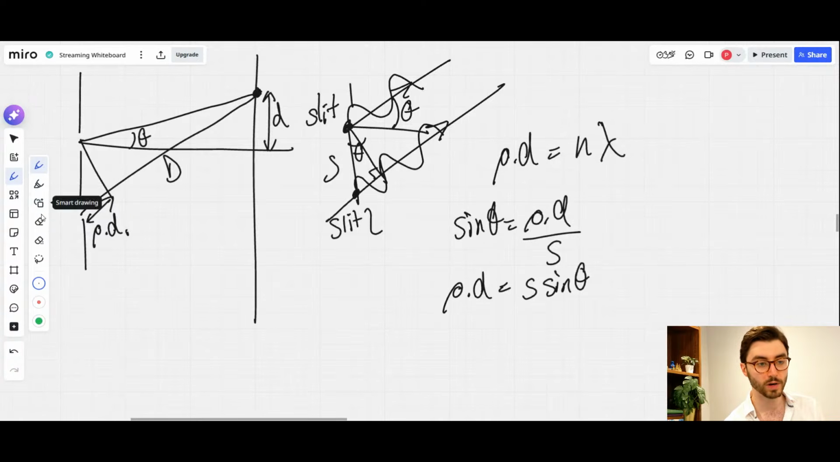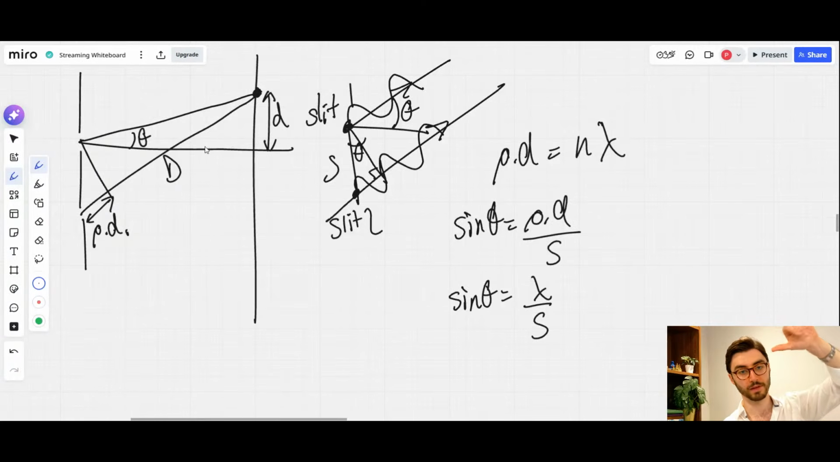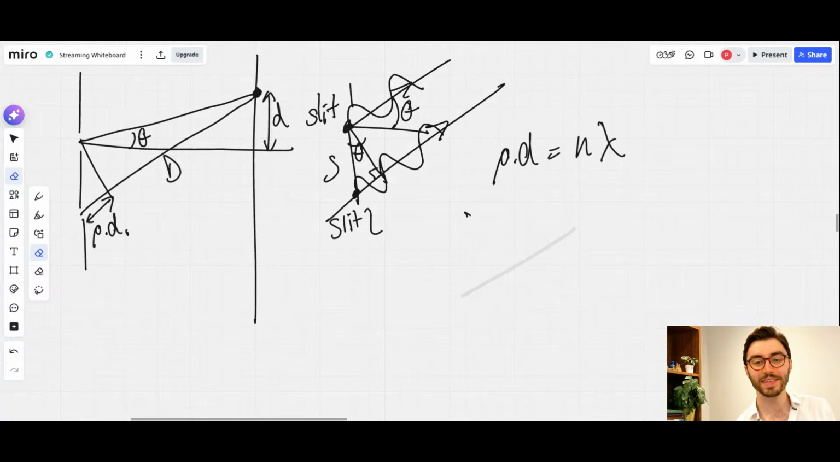So when n equals 1, you would get the path difference is equal to lambda, and we would say that sine theta is equal to lambda over s, but sine theta would also equal, from this macro image, little d over big D. Assuming small angle? Maybe that is assuming small angle. Maybe I'm getting this derivation wrong. I'm just going to stop saying things, but I will say that I know the derivation is right for diffraction gratings.